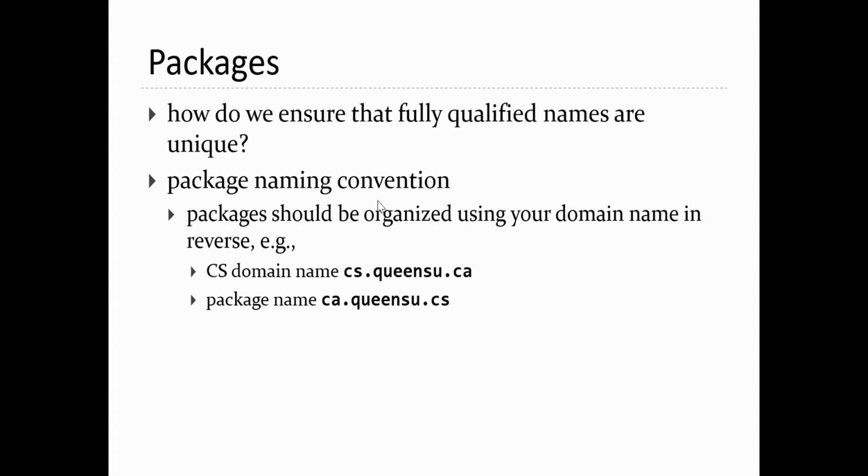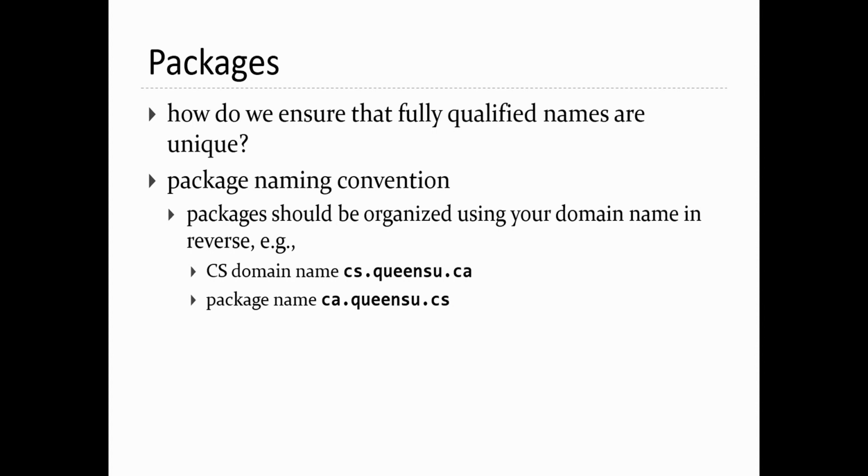Okay. Now, there's still a problem. There's no guarantee that you're naming your packages uniquely. And so there's what's called a package naming convention. Packages should be organized using your domain name in reverse. Now, if you don't have a domain name, you're kind of stuck, but you can always apply for one. Domain names are supposed to be unique. There is a central registrar of domain names. So the way you're supposed to name your packages is to take your domain name and reverse everything. For computing science at Queen's University, our domain name is cs.queensu.ca.